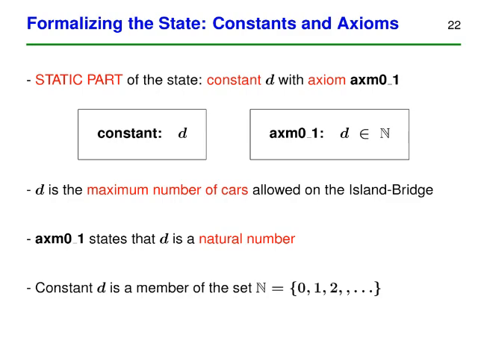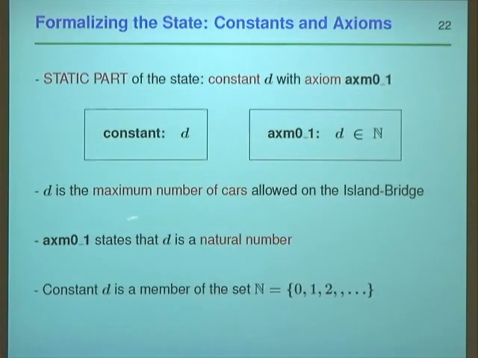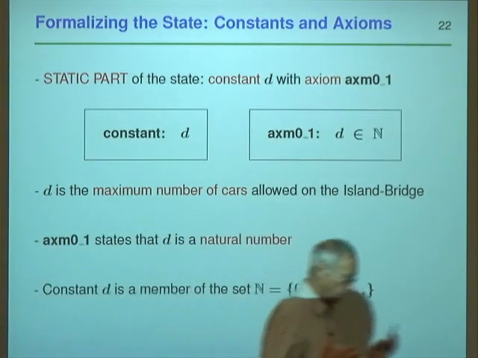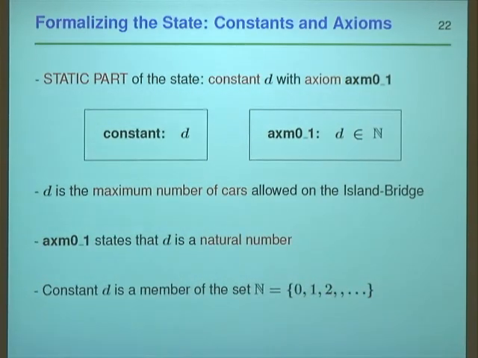First of all, define the static part. We have a constant D, which is a natural number, and D is the maximum number of cars allowed in the island bridge. So in defining a model with Event-B, you have the static part, which is called context in Event-B, where you define all the constants. And here we have a single constant and a single axiom.